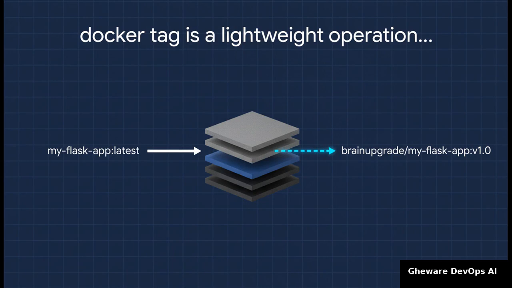The docker tag command is super lightweight. It doesn't duplicate gigs of data. It literally just adds a new label, a new pointer to the image you already have. Think of it like a sticky note. You're just adding another sticky note to the same box.